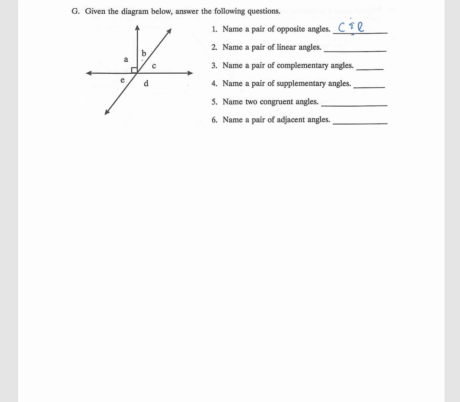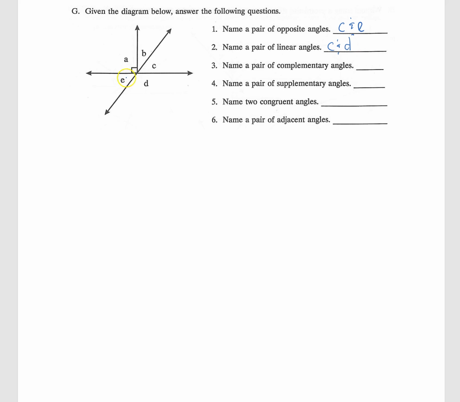For question 2, it asks us to name a pair of linear angles, and our definition is that those are adjacent angles that add up to 180 degrees. So to add to 180 degrees, they have to make up a straight line. An example of this is angle C and D, because those together make up this straight line. So you put C and D as our answer there.